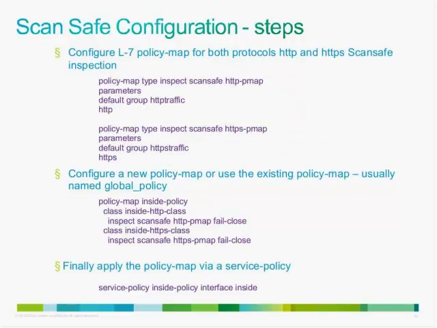And then we've got to configure a policy map, a layer 7 policy map for HTTP, a layer 7 policy map for HTTPS, and then we configure a brand new policy map, or we could use an existing global_policy and inspect for ScanSafe, and we should call this L7 policy map that we just configured. And then the final step is to apply the service policy, apply the policy map via the service-policy line.